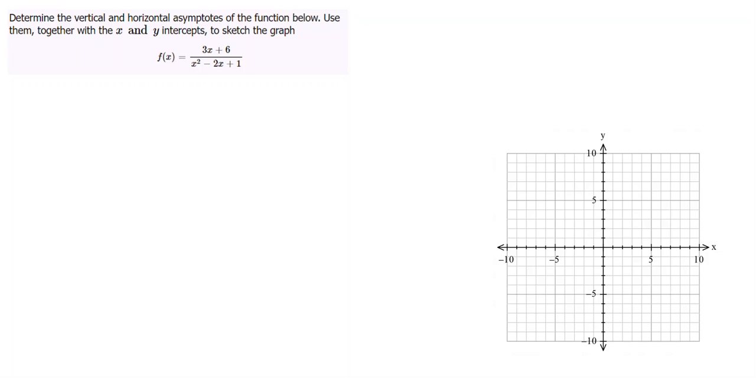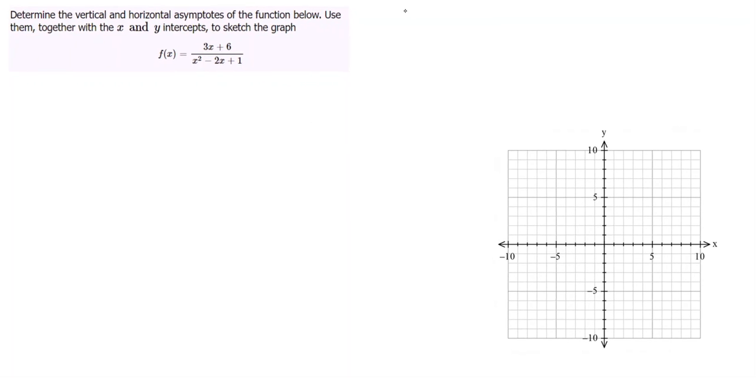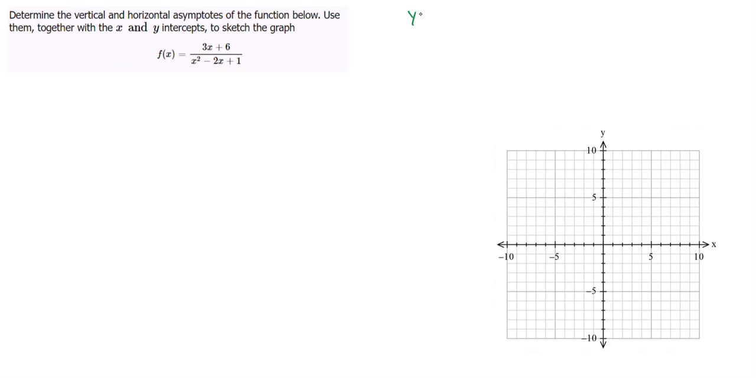So let's again determine the vertical and horizontal asymptotes and the x and y intercepts and then sketch this function. So let's find the x and y intercepts. Let's find the y-intercept first. Where is that going to happen? Well, that's going to be when x is equal to 0. So let's write that in now.